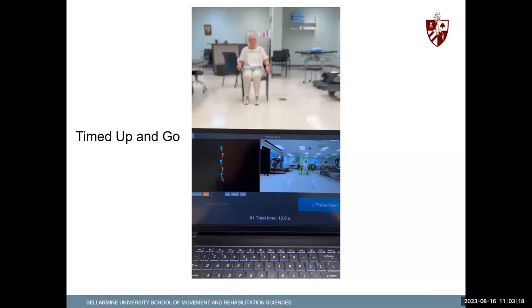So that was my mother. That was her timed up and go. And if you guys are familiar with this outcome measure, it is a look at initiation of movement, dynamic stability, and balance. The participant or subject is instructed to, on the verbal command of go, stand up, walk 3 meters, turn around, walk back to the chair, and sit down. This is a very frequently used tool. You'll see it a lot in balance and falls prevention research.